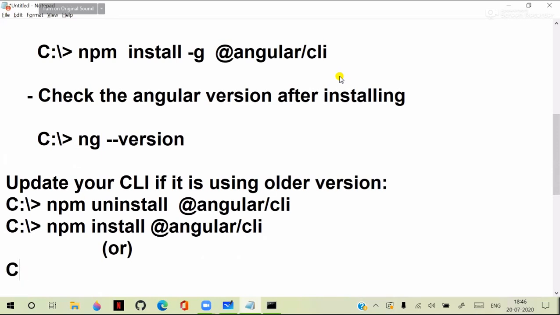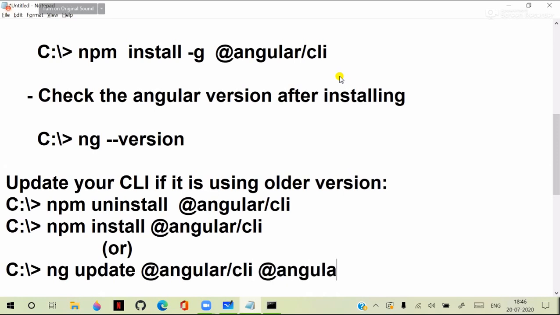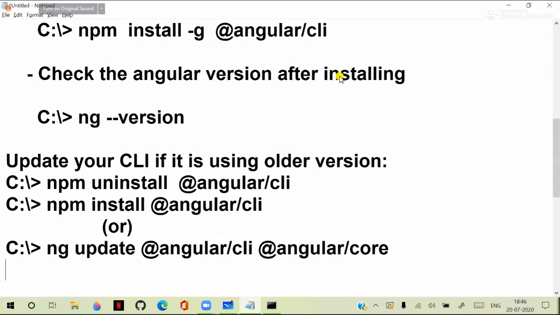Or, to go from an old version to a new version, you can just run the update command, ng update, and you need to update Angular CLI. Make sure that Angular CLI and @angular/core, these two, are used. Then you can update from the previous version to the new version. You need to update two libraries actually: Angular CLI and Angular core.